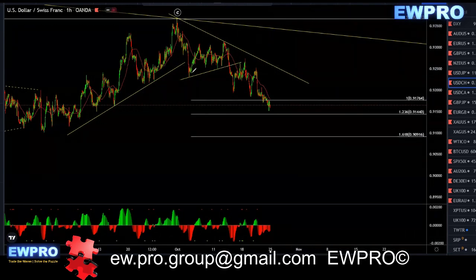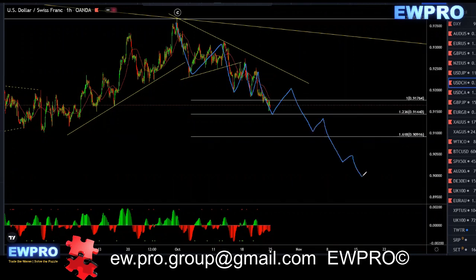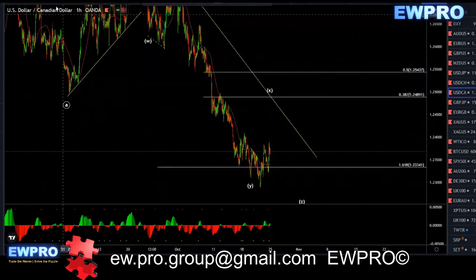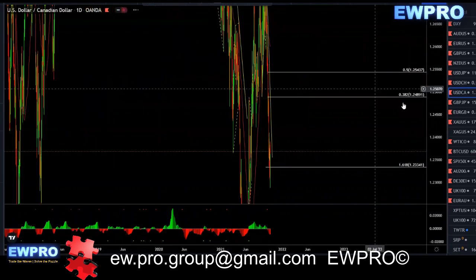But this may be very choppy. You can see how choppy it is. It's going to be very risky to be selling by the look of the price action. Unless you get a nice sell setup, I'd just stay out of it.